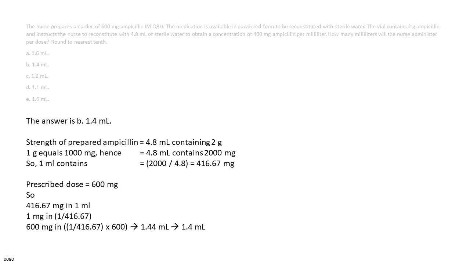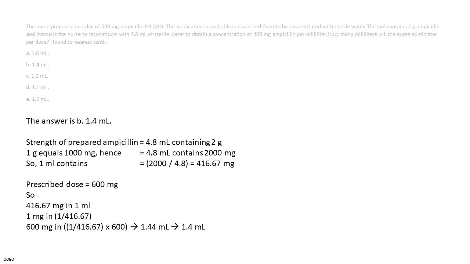The answer is B. 1.4 milliliters. Strength of prepared ampicillin equals 4.8 milliliters containing 2 grams. 1 gram equals 1000 milligrams, hence 4.8 milliliters contains 2000 milligrams. So, 1 milliliter contains 2000 divided by 4.8 equals 416.67 milligrams. Prescribed dose is 600 milligrams.